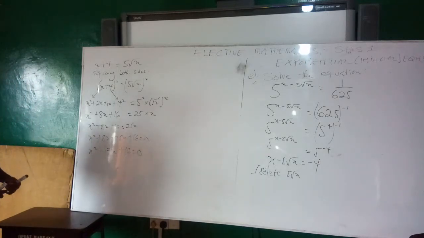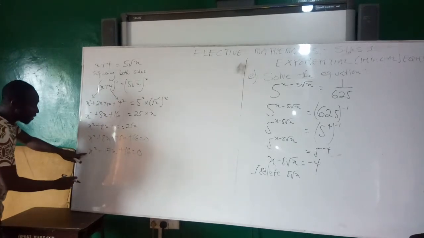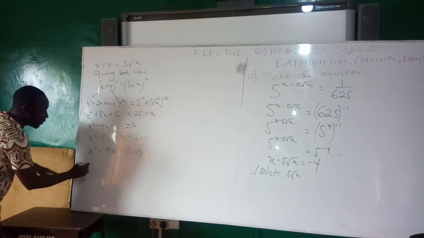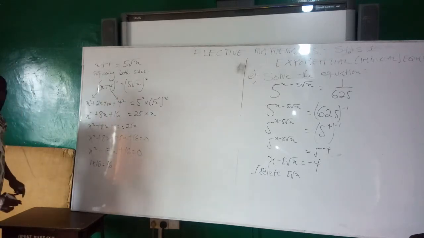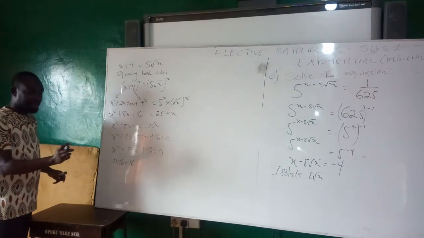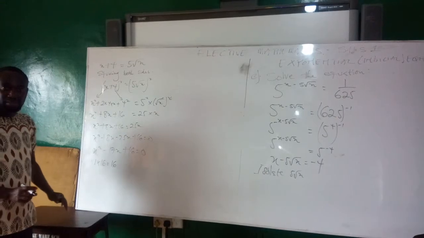You know how to solve a quadratic equation. You have various ways of solving: you can either complete the square, you can factorize, you can use the graphical method or any other method, or the almighty formula, as students normally refer to it. Now, the coefficient of x squared here is 1. So 1 times the number here, 16, gives us 16. Then we find the factor pair of 16 that will give us negative 17.